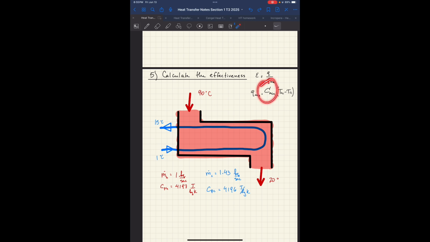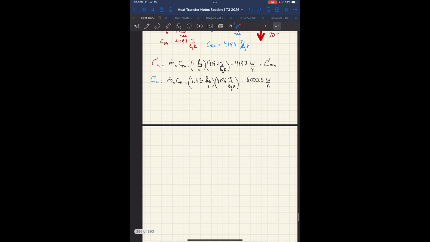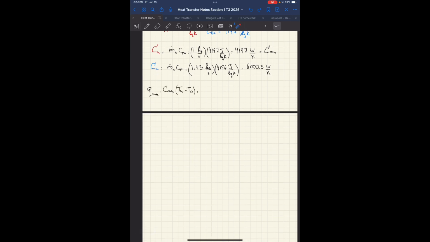So we need to find the smallest capital C. Capital C is basically m dot times Cp. So we're going to do first for the hot fluid, which is m dot times Cp for the hot fluid, and then we do the same thing for the cold fluid, and you'll see that it's actually bigger. So the minimum one has to be the hot fluid one because it's smaller, right? It's 4197, whereas for the cold it's 6000. So that's how we're going to get Q max.